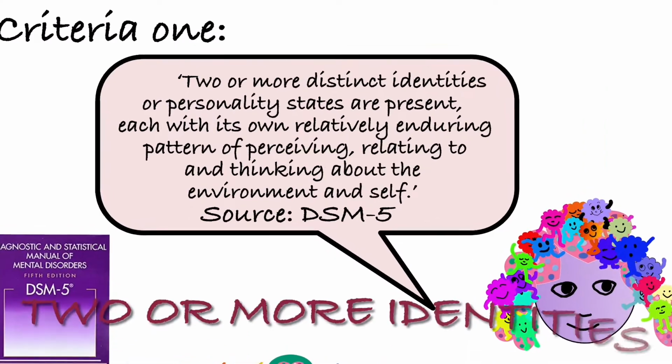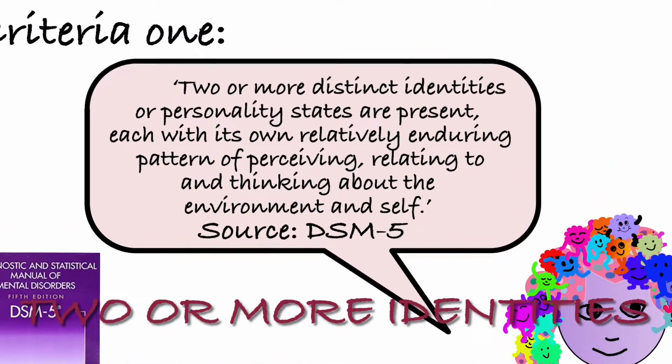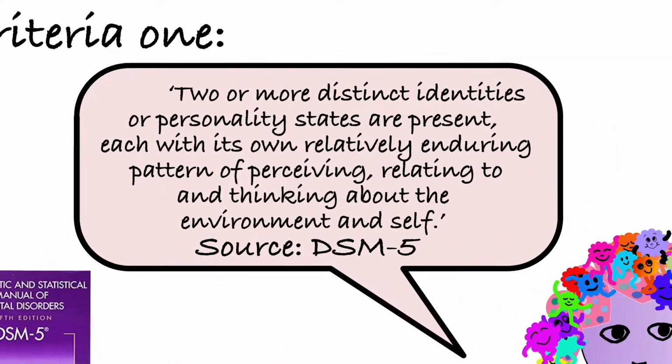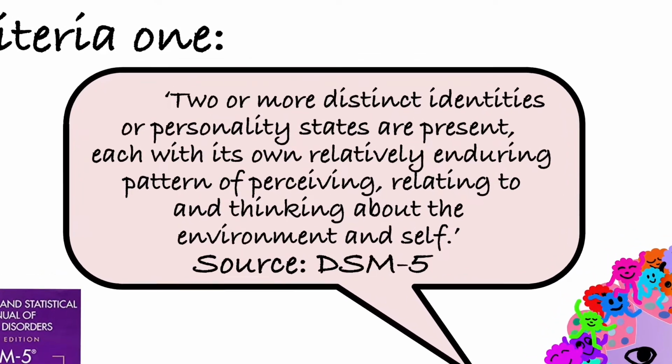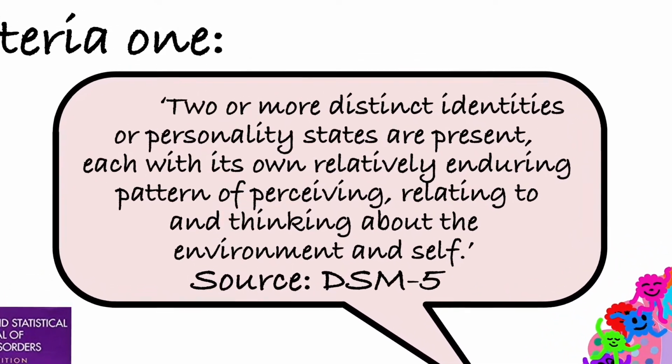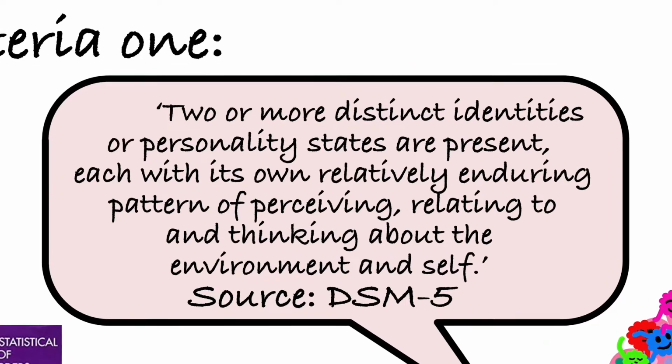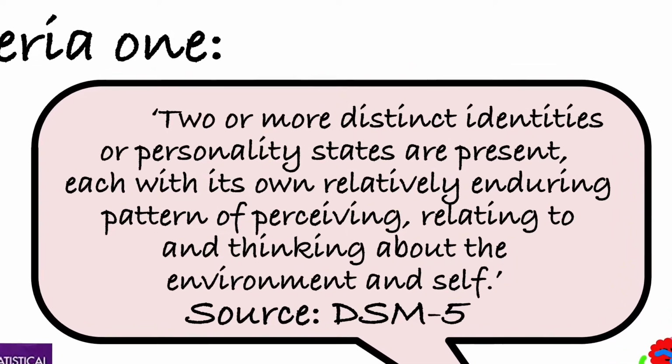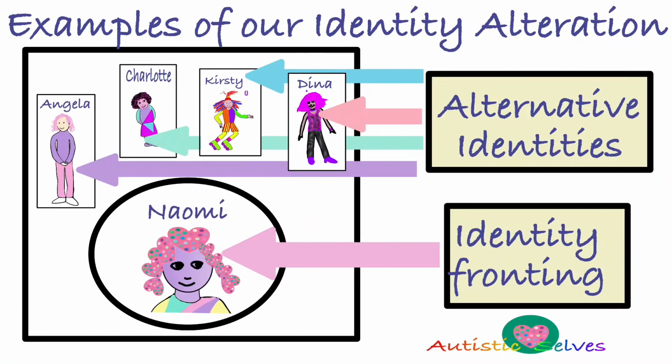The first criteria for DID is that there should be 2 or more distinct identities or personality states present, each with their own relatively enduring pattern of perceiving, relating to, and thinking about the environment and self. We feel we are made up of several different identities or parts, with each one taking over at different times.